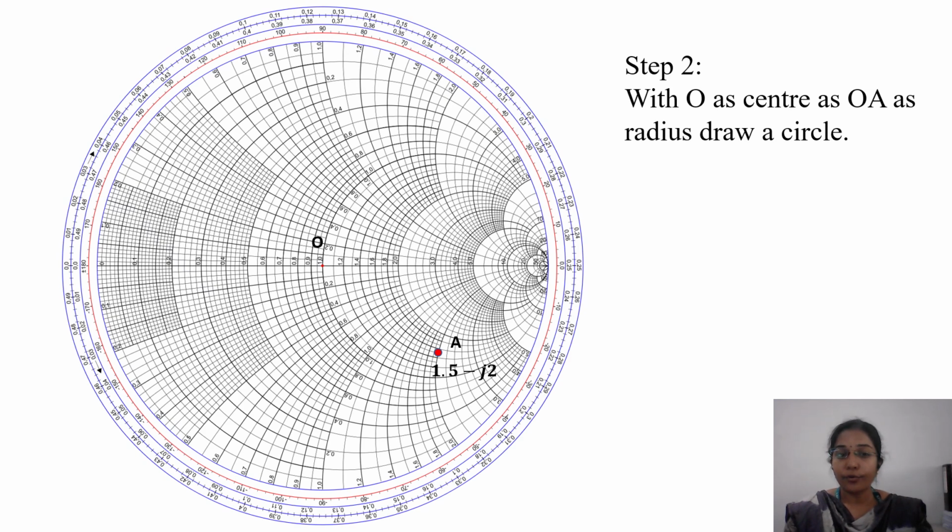Next, we have to draw the SWR circle. So how do I draw that SWR circle? The normalized impedance value is plotted as A. Now I consider this O as center and OA as radius, and I draw a circle. When you draw that, you get a circle, and this circle is called the SWR circle.